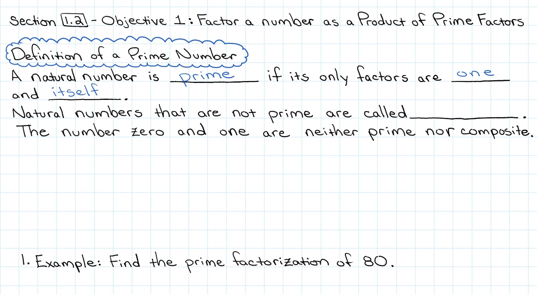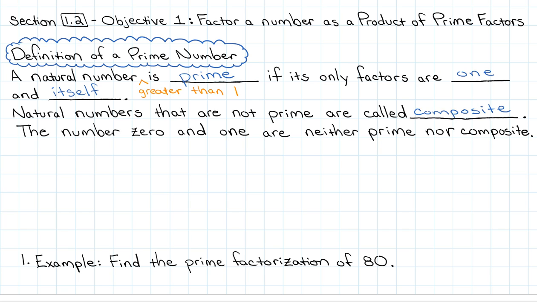And I'm going to add something else right in here. I'm going to write that the natural number has to be greater than 1, because 1 is a natural number, but 1 is not prime. Natural numbers that are not prime are called composite. The numbers 0 and 1 are neither prime nor composite, so they don't fall into either one of those categories.